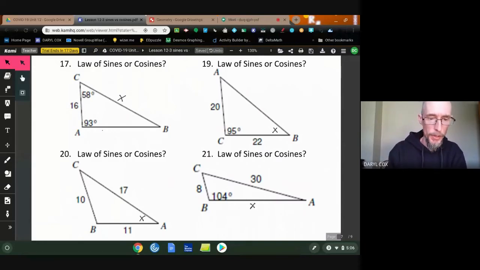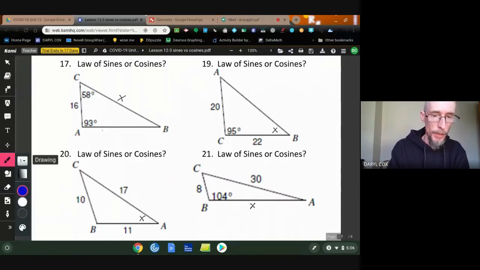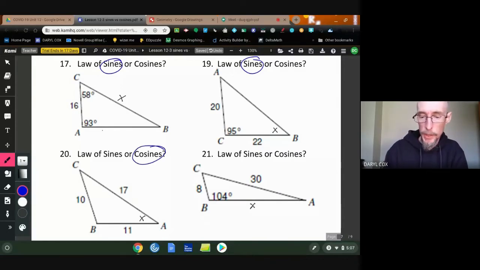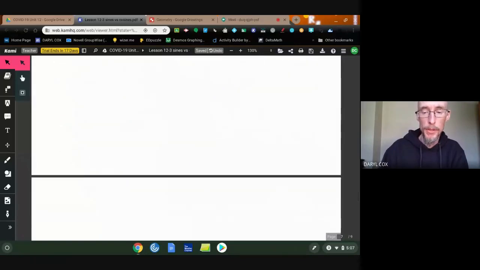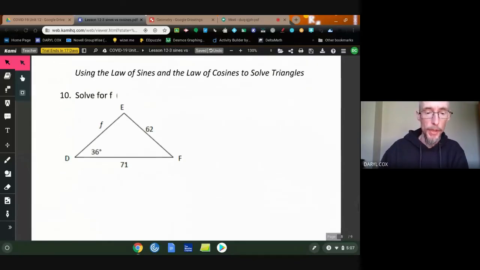Okay, so our first one, 2 angles, 2 sides. That's going to be the law of sines. This one, 2 sides, 2 angles. There again, law of sines, 2 and 2. 3 sides, 1 angle, 3 and 1, law of cosines. Excellent. Like I said, that's all I'm worried about right now, making sure you know when to use them. You should already be able to use them.